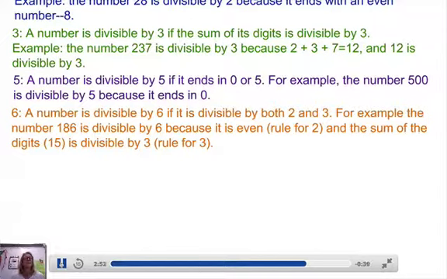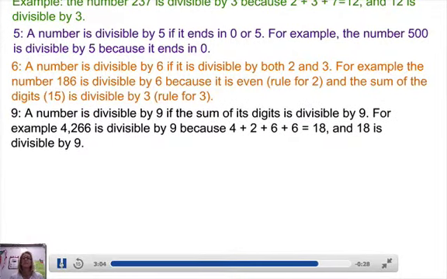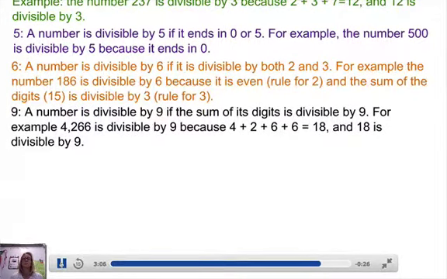Next, we're going to go to 9. The divisibility rule for 9 is just like the rule for number 3. A number is divisible by 9 if the sum of its digits is divisible by 9. For example, 4,266 is divisible by 9 because 4 plus 2 plus 6 plus 6 equals 18. And 18 we know is divisible by 9.